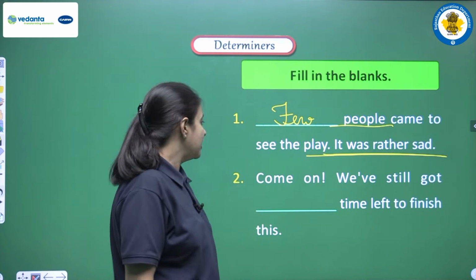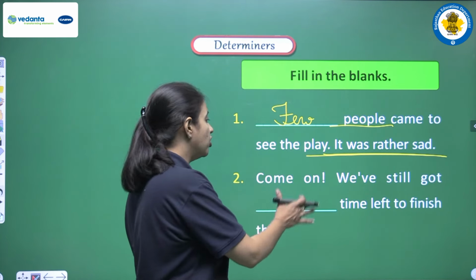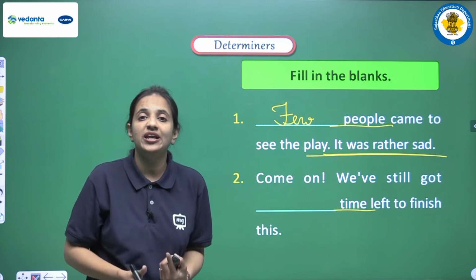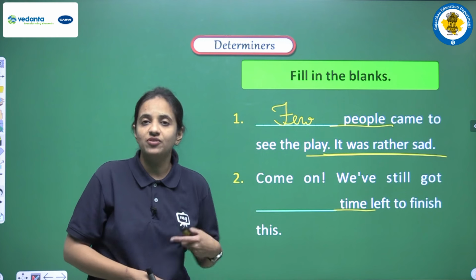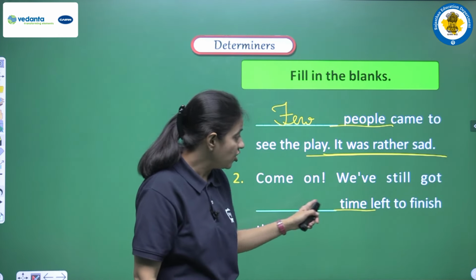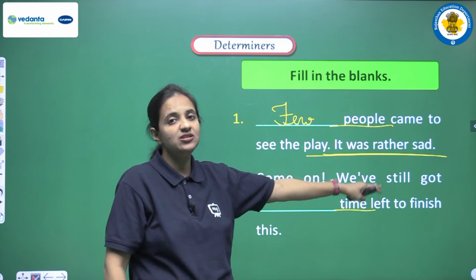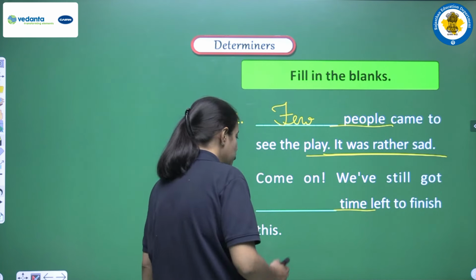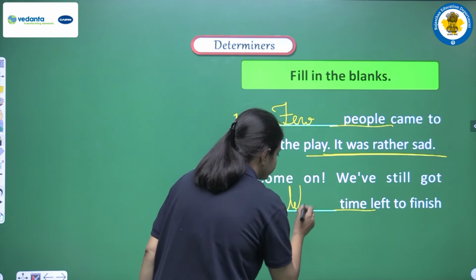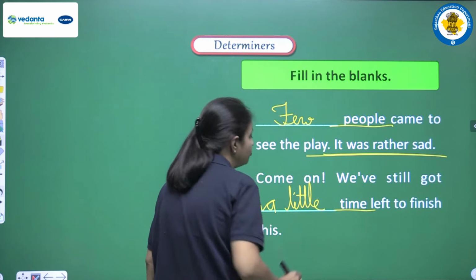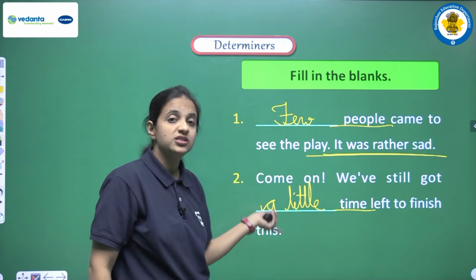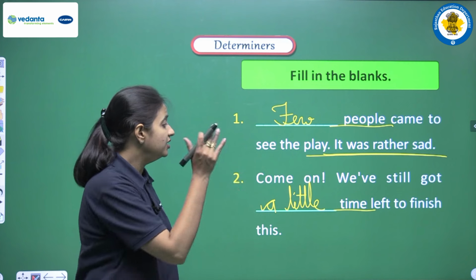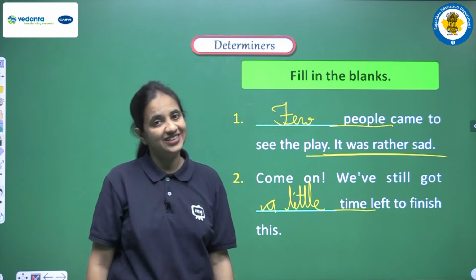Okay. Next is: come on, we have still got time left to finish this. We are having time as a noun, and time is an uncountable noun. So here we have to use one determiner from the little family, and here we are talking about some positivity, some positive meaning, and we are encouraging someone, and we are saying come on, we have still got a little. So because we are talking about positive meaning, this is the reason we will use a little here in the blank, and the sentence will be: come on, we have still got a little time left to finish this.